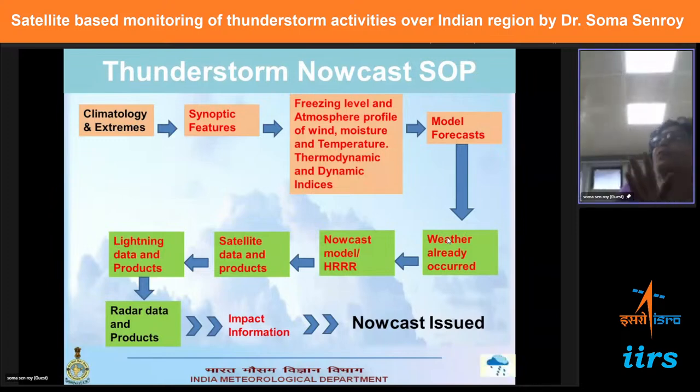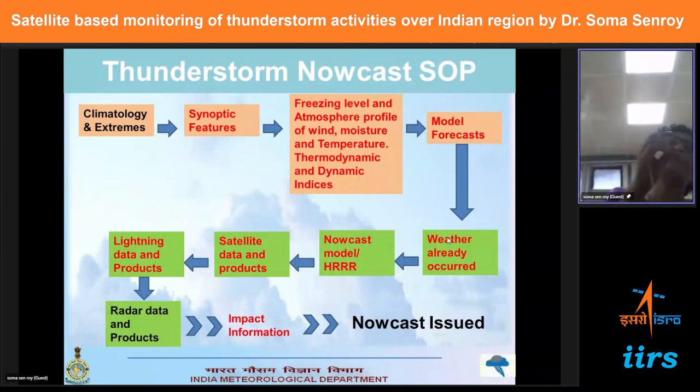The orange blocks are what a forecaster needs to see much before he or she starts the forecasting process. That means they need to see the climatology and extremes for the station, for their location, synoptic features which have been discussed in the daily VC and the evolution which has been seen, freezing level, atmospheric profile, everything you need to see in model forecasts. Then he or she starts with the actual nowcast of thunderstorms.